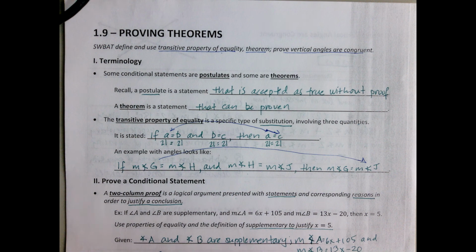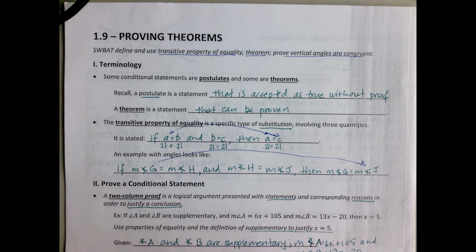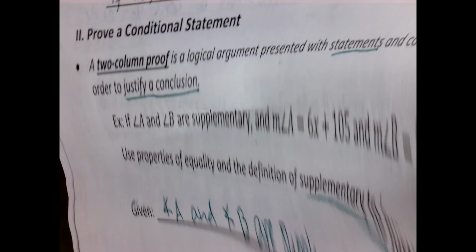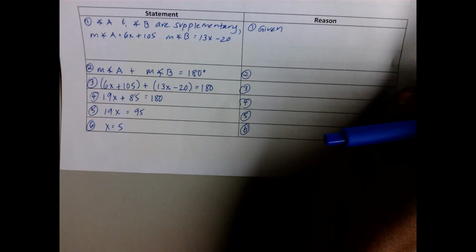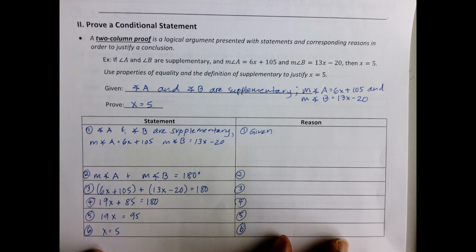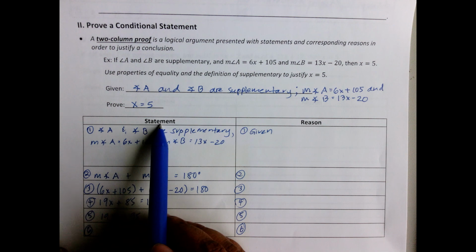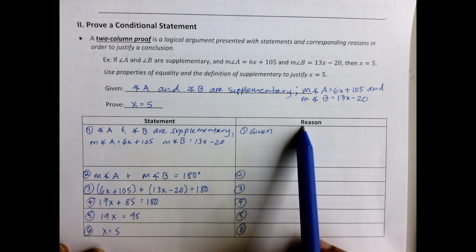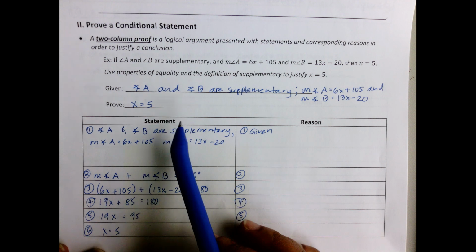You do that by using a two-column proof. A two-column proof is a logical argument presented with statements and corresponding reasons in order to justify a conclusion. So it requires two columns, and we're going to talk about what that entails. Column 1 is all the statements you're making, and column 2 is your reasons in defense of those statements. It's almost like you're a lawyer trying to prove your case. You make a statement, you back it up with a reason.